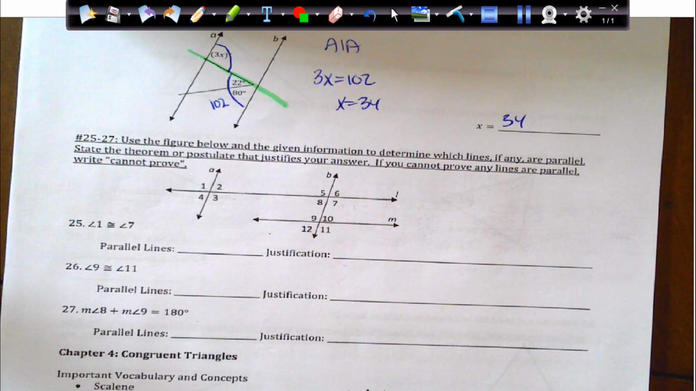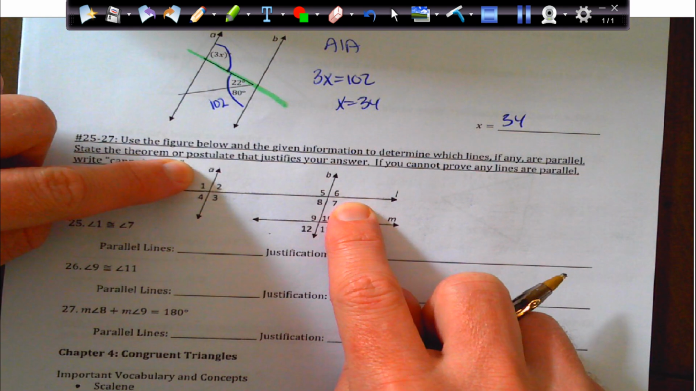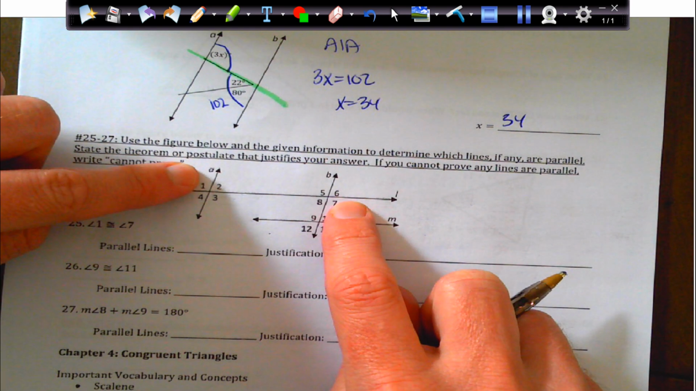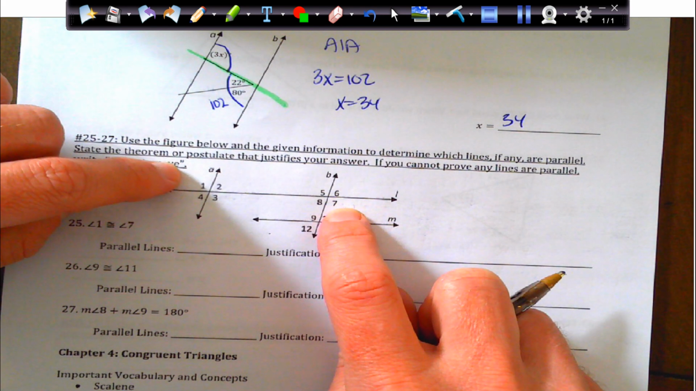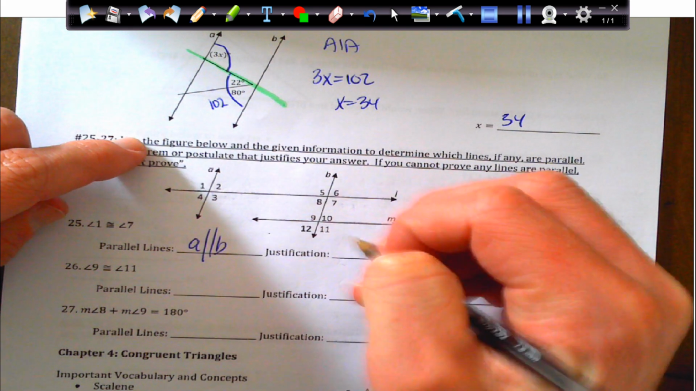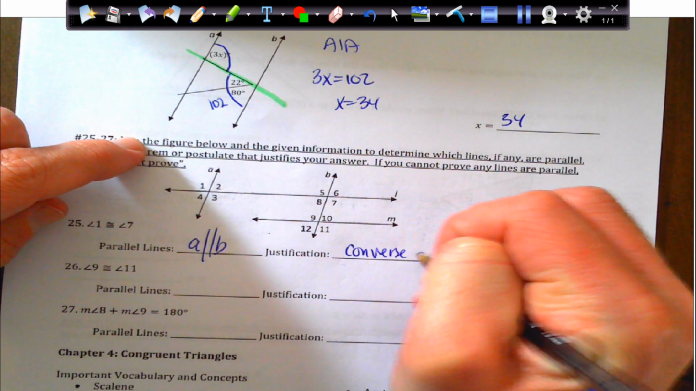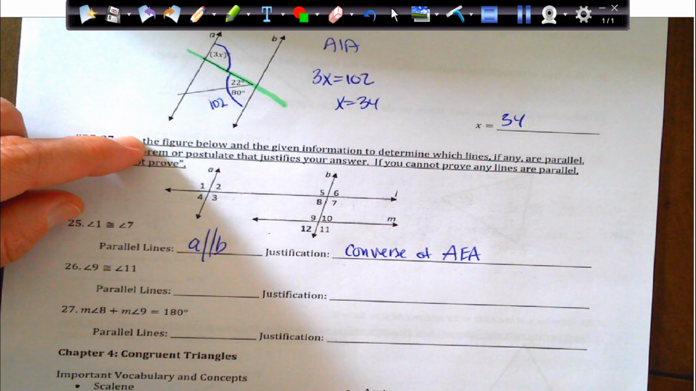Okay, 1 and 7. So we're looking for the converse, right? If I can prove the angles are congruent or add to 180, depending upon the angle, then I can show that the lines are parallel. So 1 and 7: if 1 and 7 are congruent, those are alternate exterior. If alternate exterior angles are congruent, then my lines are parallel. 1 and 7 are on line L, which means they're cutting A and B. So A must be parallel to B by the converse of alternate exterior angles. Sorry, I almost put interior.